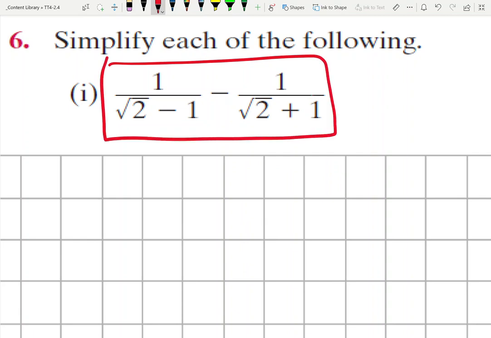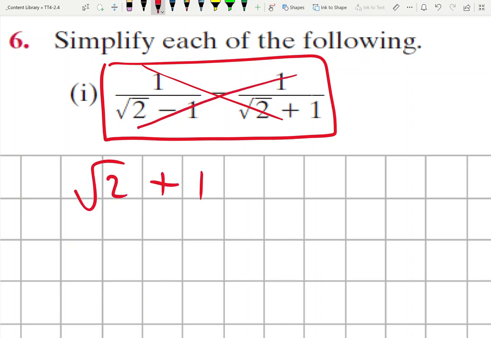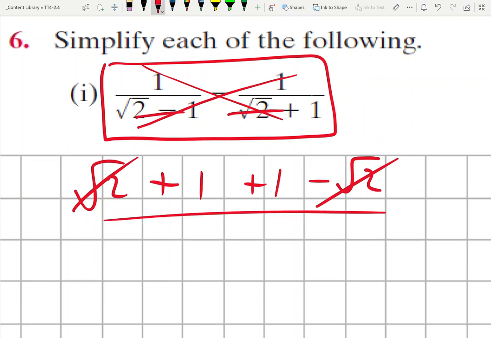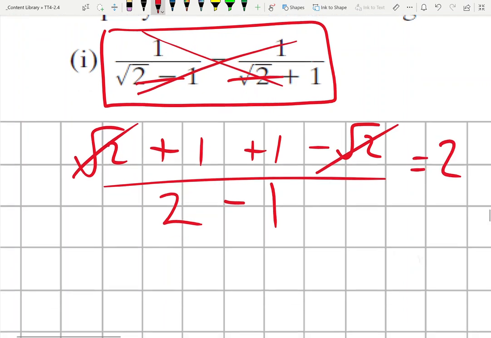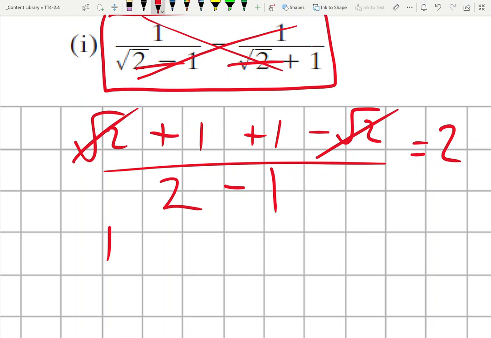You might hazard a guess, if it was 1 over root 5 minus 1 minus 1 over root 5 plus 1, would the answer be 5? No, I think the answer would be 2 over 4. But anyway, we got the first bit right, and it's very interesting, isn't it?